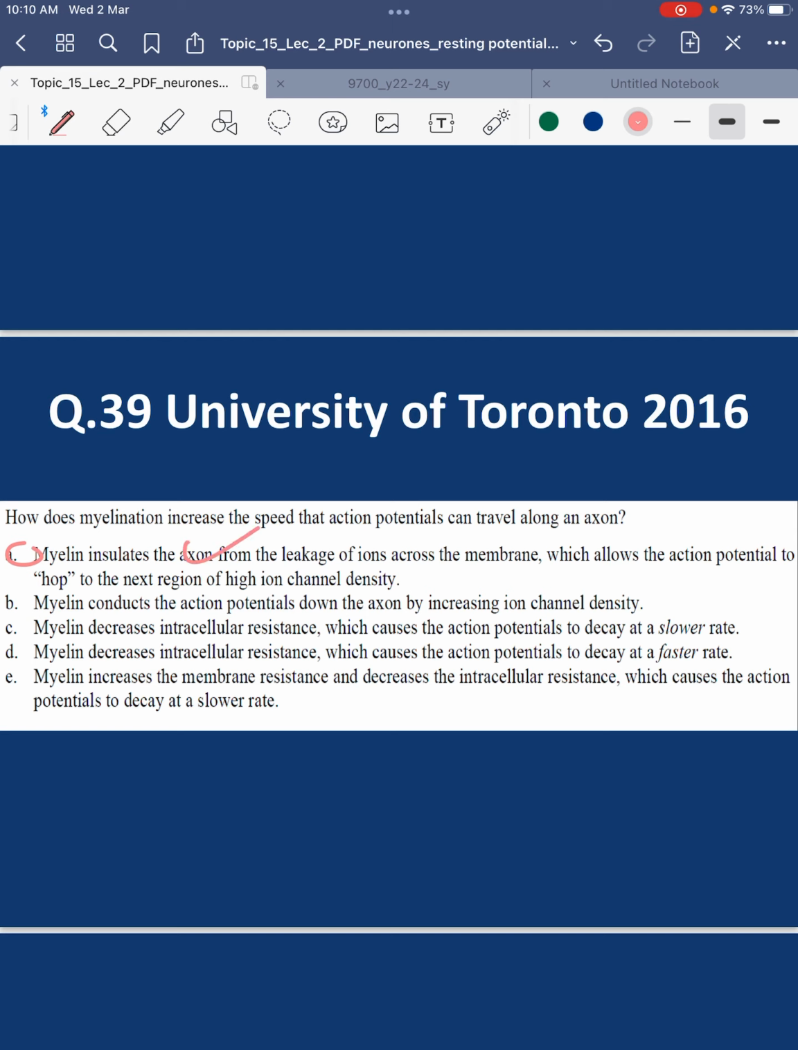Myelin insulates the axon from the leakage of ions across the membrane, which allows the action potential to hop. Hop means jump, which is the meaning of saltatory. Saltatory conduction. The rest are wrong. So A is the answer.